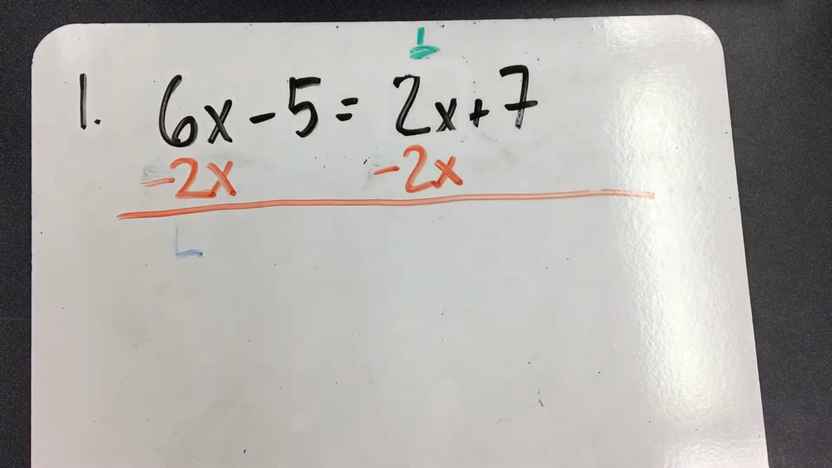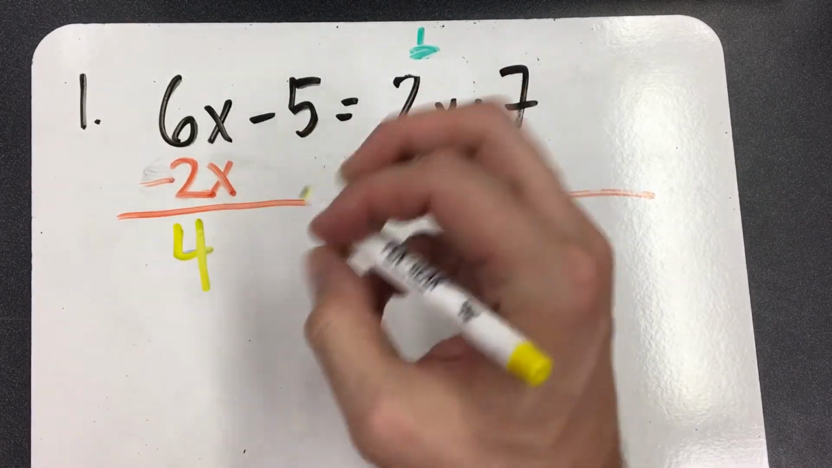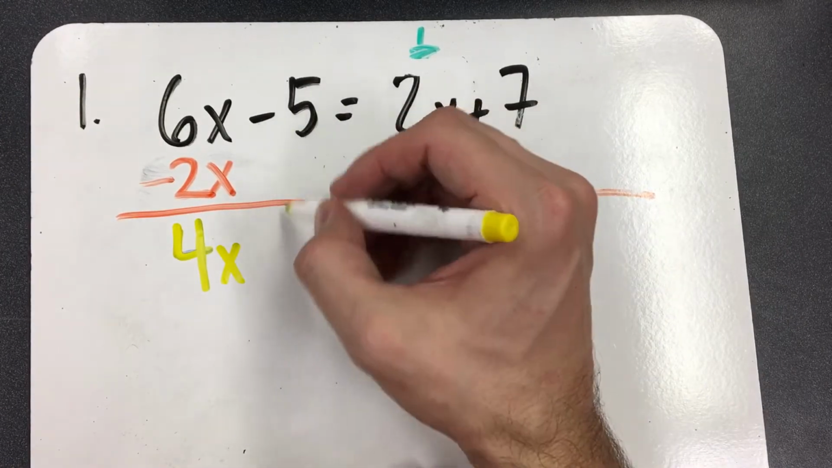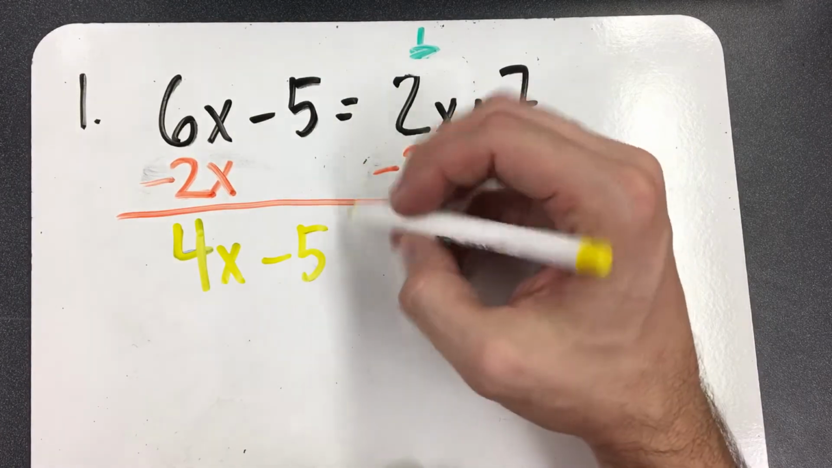Oh man, that marker is not working well. Let me switch to yellow. I think the yellow one's pretty good. Yeah, there we go. 6x's minus 2x's is 4x's. The minus 5 doesn't have anything underneath it, so I'm just going to drop that down. The equal sign is still here in the middle.